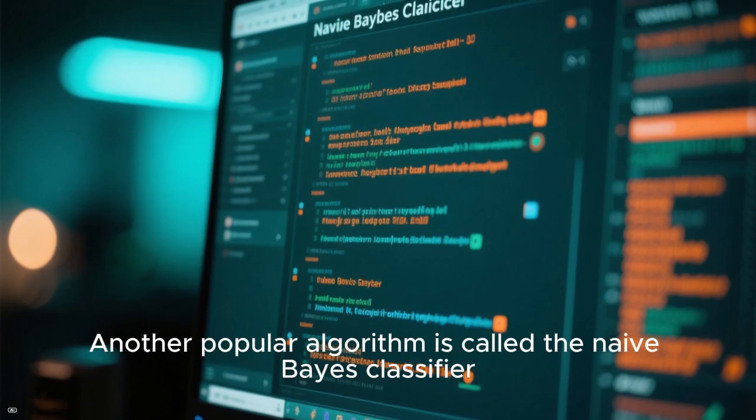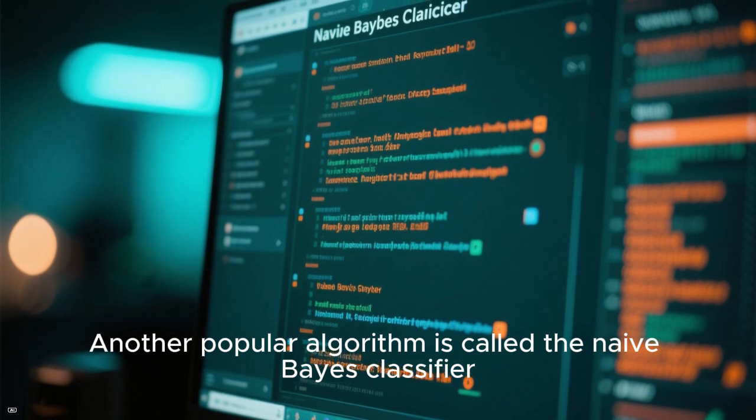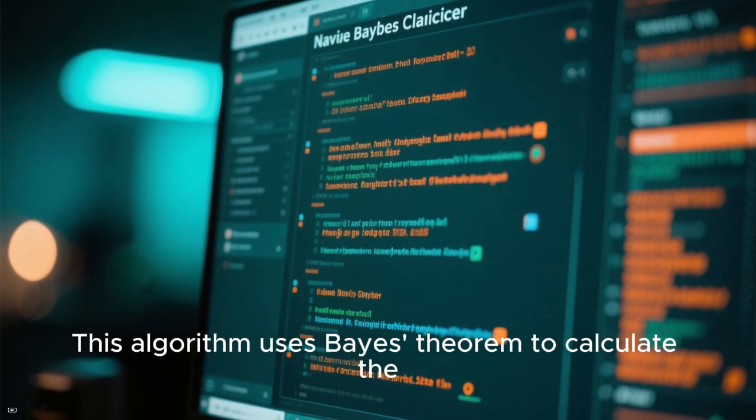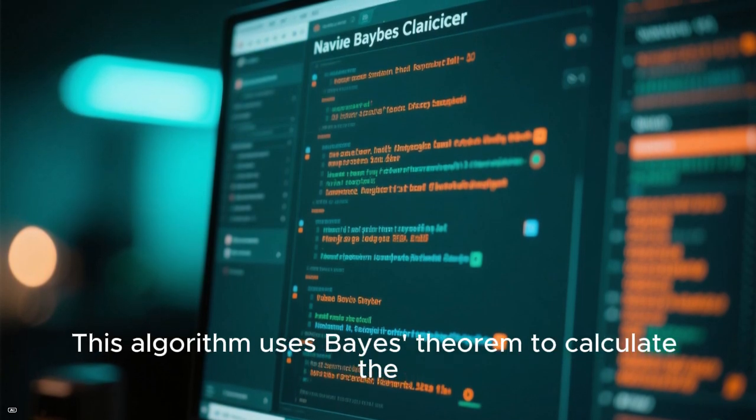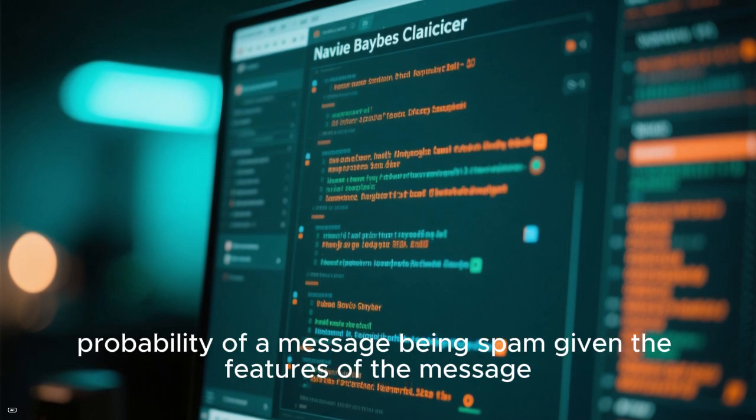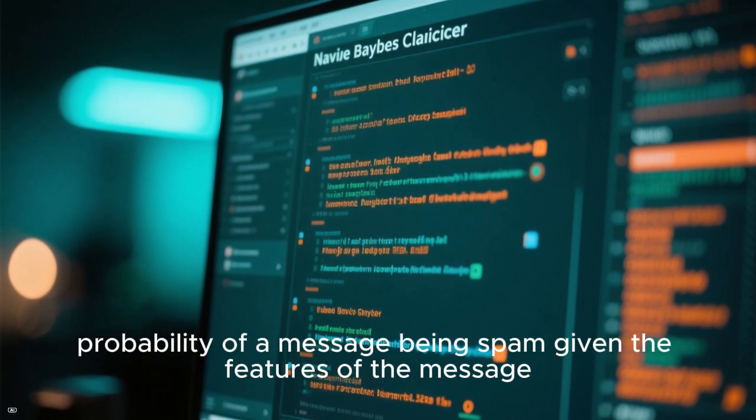Another popular algorithm is called the naive Bayes classifier. This algorithm uses Bayes' theorem to calculate the probability of a message being spam given the features of the message.